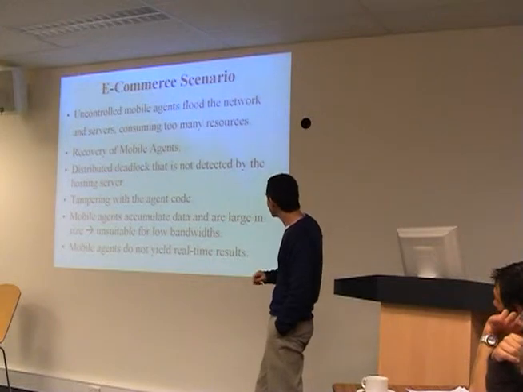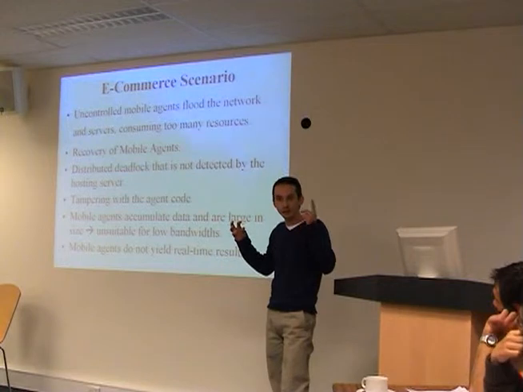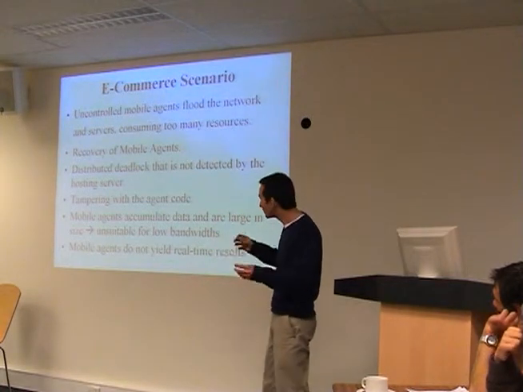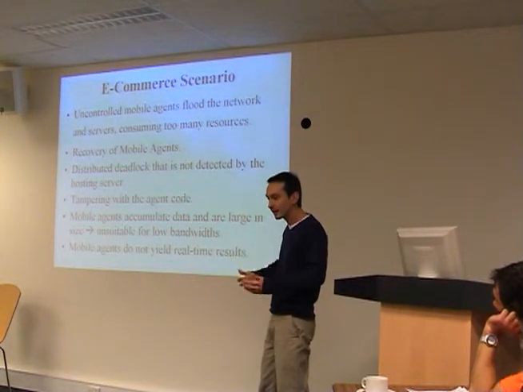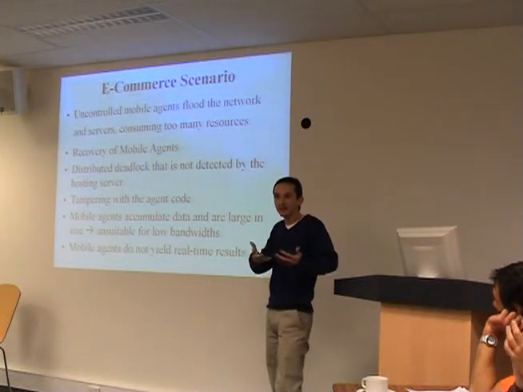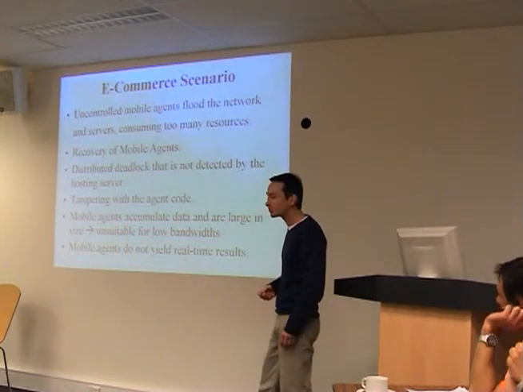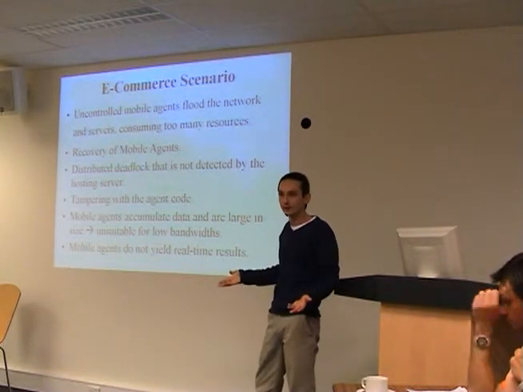Mobile agents accumulate data and are inherited, so they are large in size. We have this tension we discussed: mobility goes against being robust, reliable, intelligent, and autonomous. The more you are in this sense, the more size you must have. And this is why they are unsuitable to work in low bandwidth, generally in mobile computing.